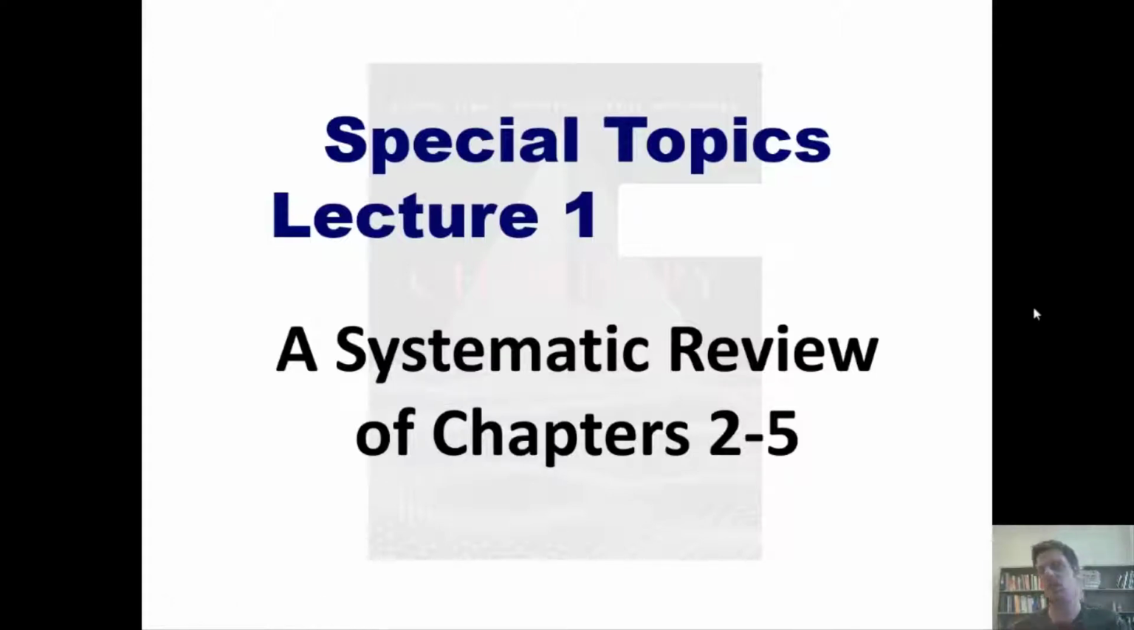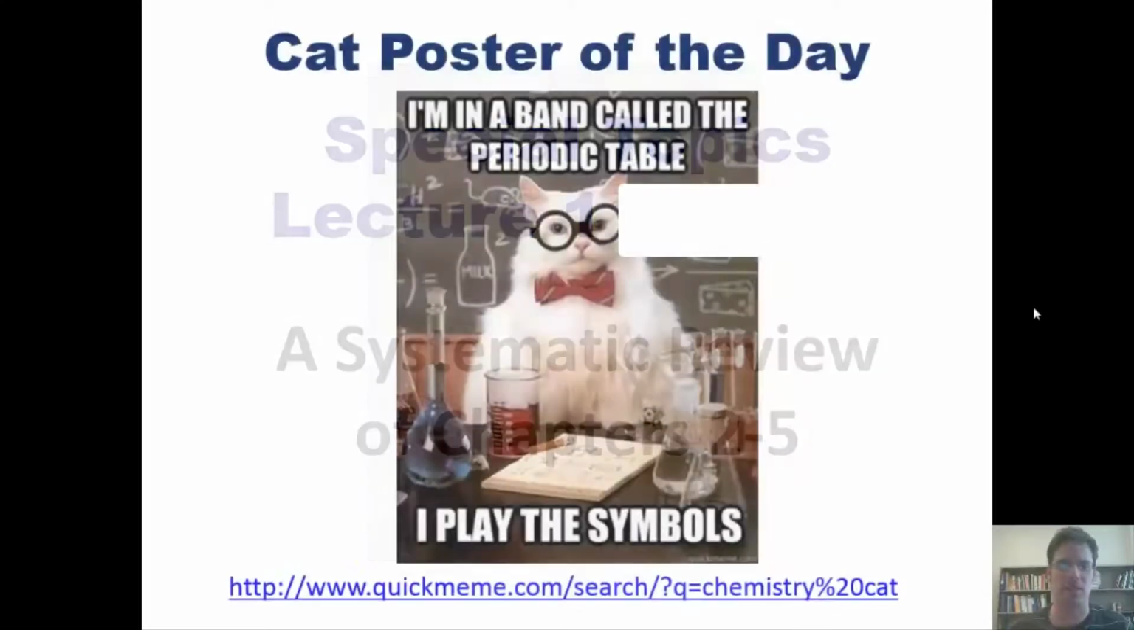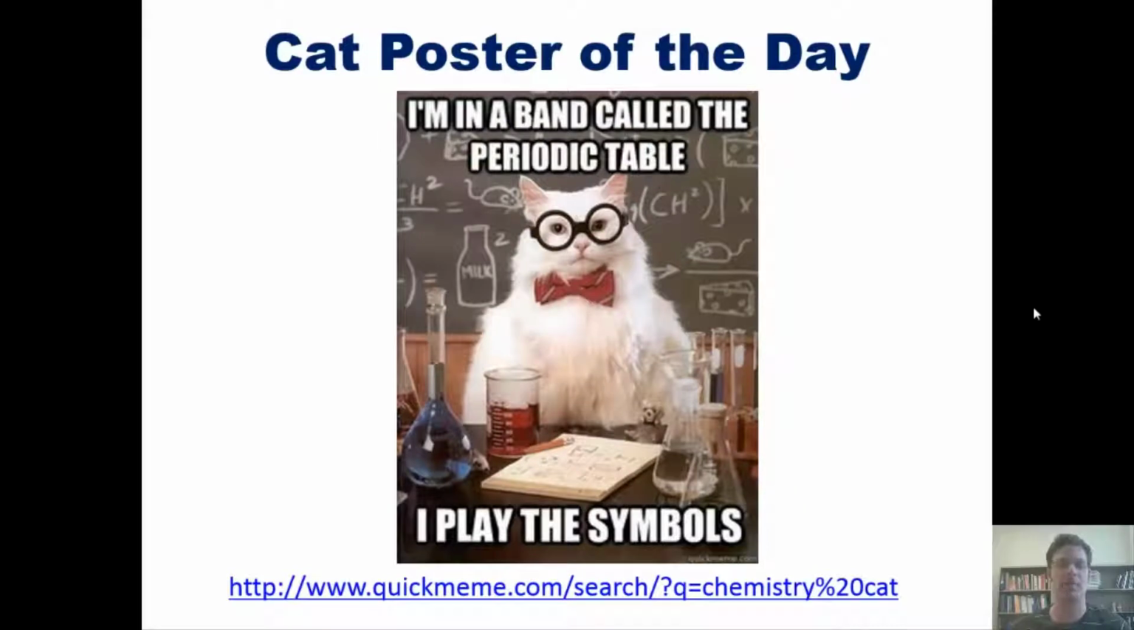Before beginning, of course, I want to start with a clever chemistry cat of the day from quickmeme.com. This one says, "I'm in a band called the Periodic Table. I play the cymbals." Haha.